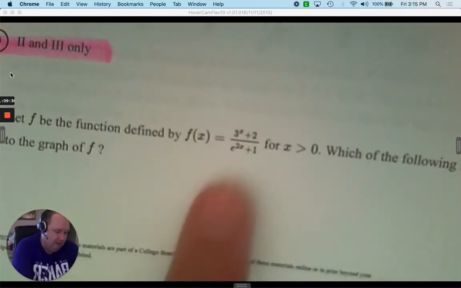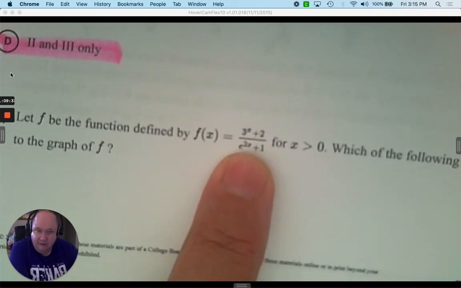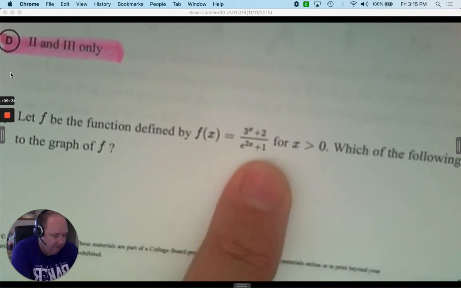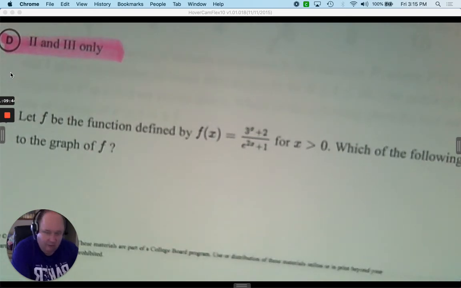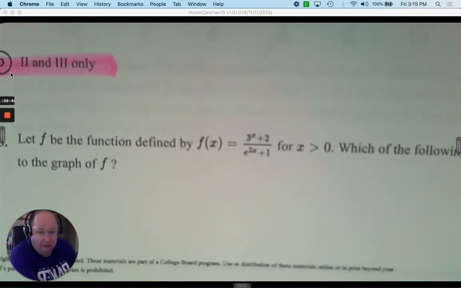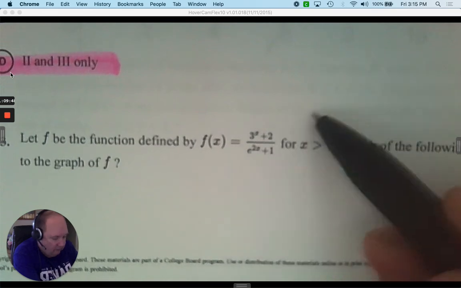But if you notice e to the 2x plus 1, as you put in numbers for x, because of the 2 times x here, I want you to notice that it's going to increase faster in the bottom. Now, one of the ways we could tell this is also taking the derivative.